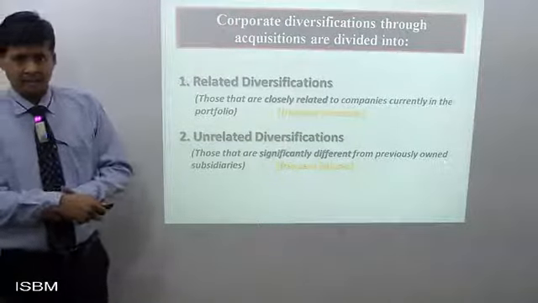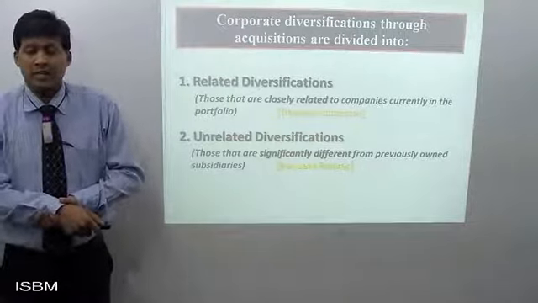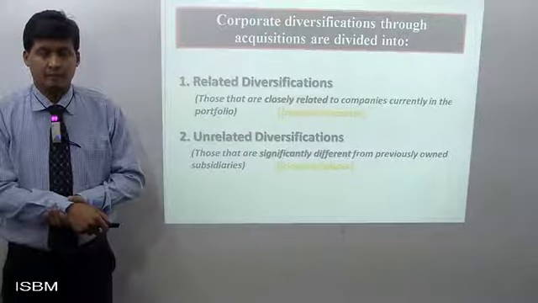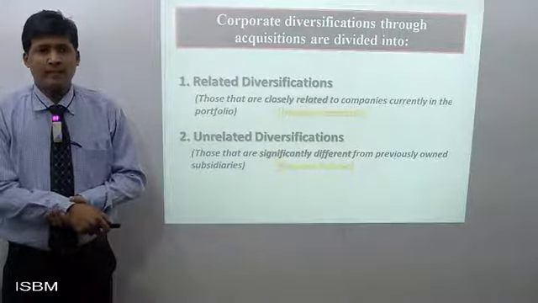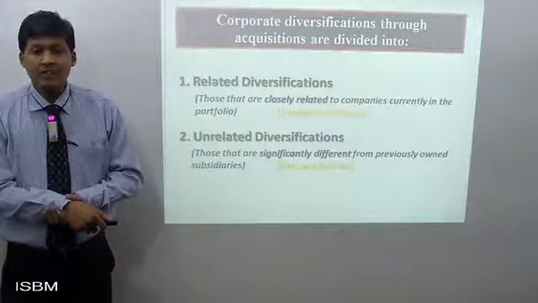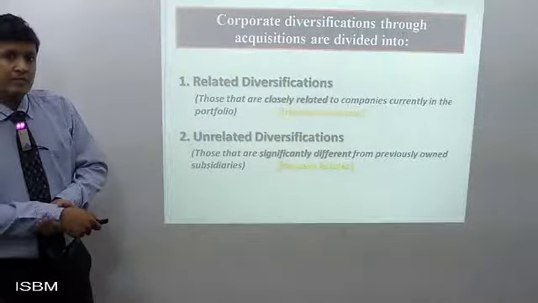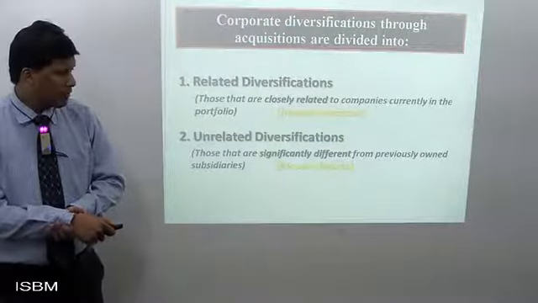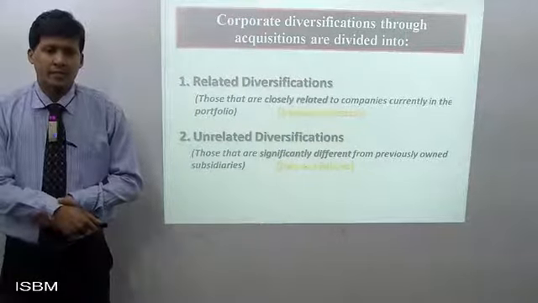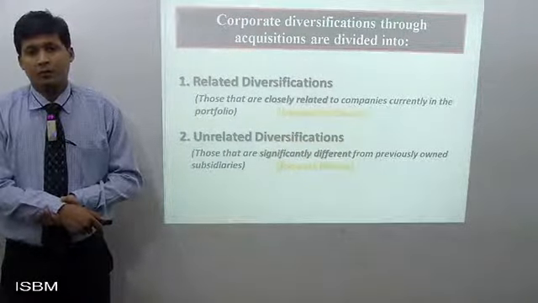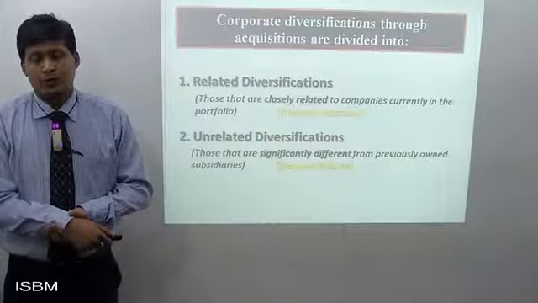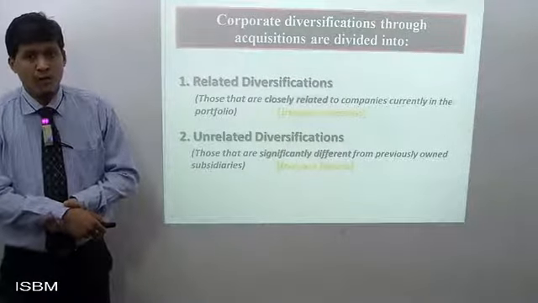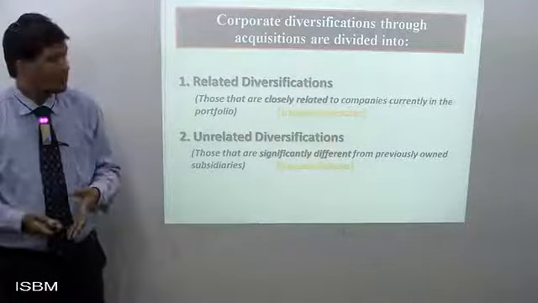Sometimes they could be unrelated. For example, Kingfisher, when we say they were into breweries, the United Breweries, they are into liquors. But you'll find them into airlines as well. You find them in other segments as well, which might be unrelated. Tata, for example, multi-conglomerates actually. Those that are significantly different from previously owned subsidiaries. So when we have Tatas, right from power to cement to IT to chemicals to energy, they're conglomerates in a different sense. They're not related at all, yet they're kind of different.